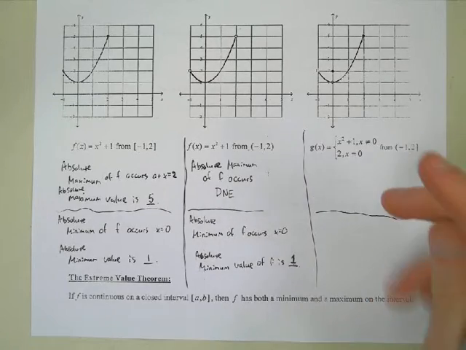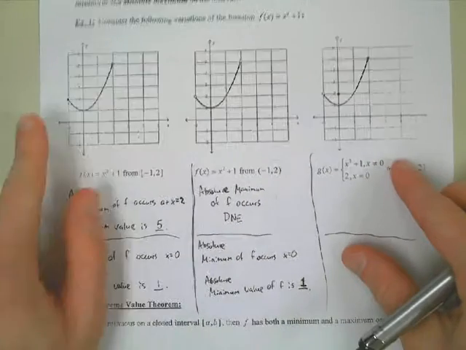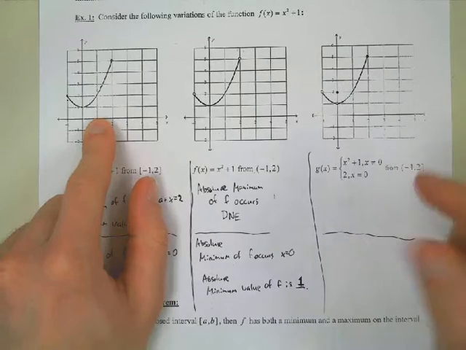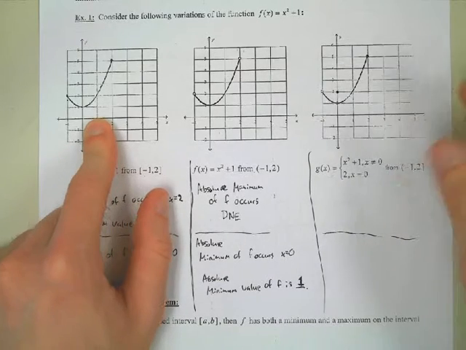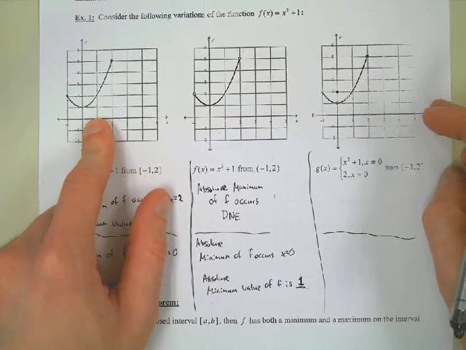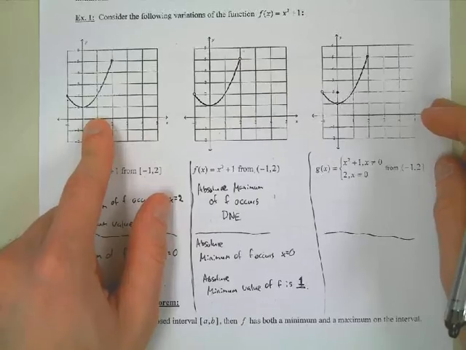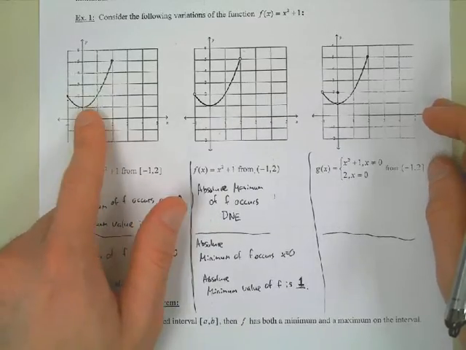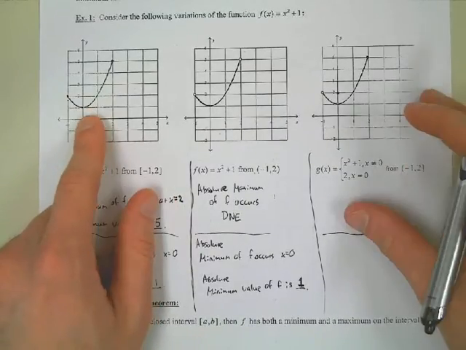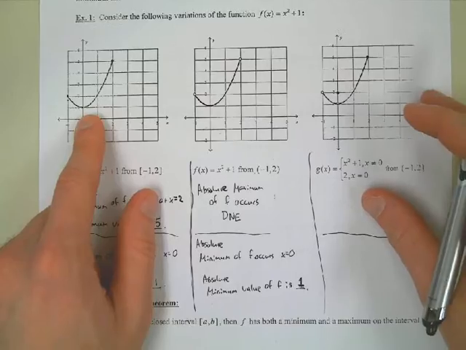Okay. Is this first one, is that one continuous? I hear no and I hear yes. So the first one is continuous. There are no jumps, holes, or gaps. Oh, the first graph. First graph, sorry.